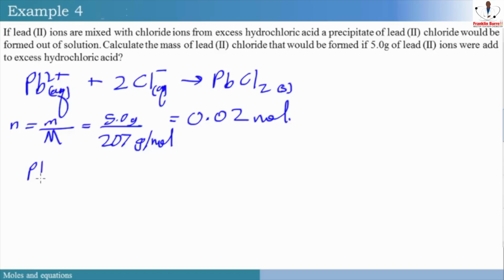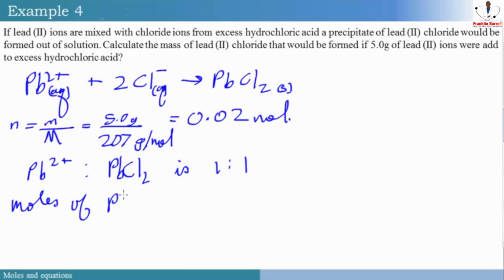So Pb2+ to PbCl2 is 1:1. That means that the moles of PbCl2 is also equal to 0.02 moles. So basically, we use the moles of the substance reacting to find the moles of the substance being produced by simply using the mole ratio. After that, we are now going to convert our calculated moles into mass of lead-2 chloride.